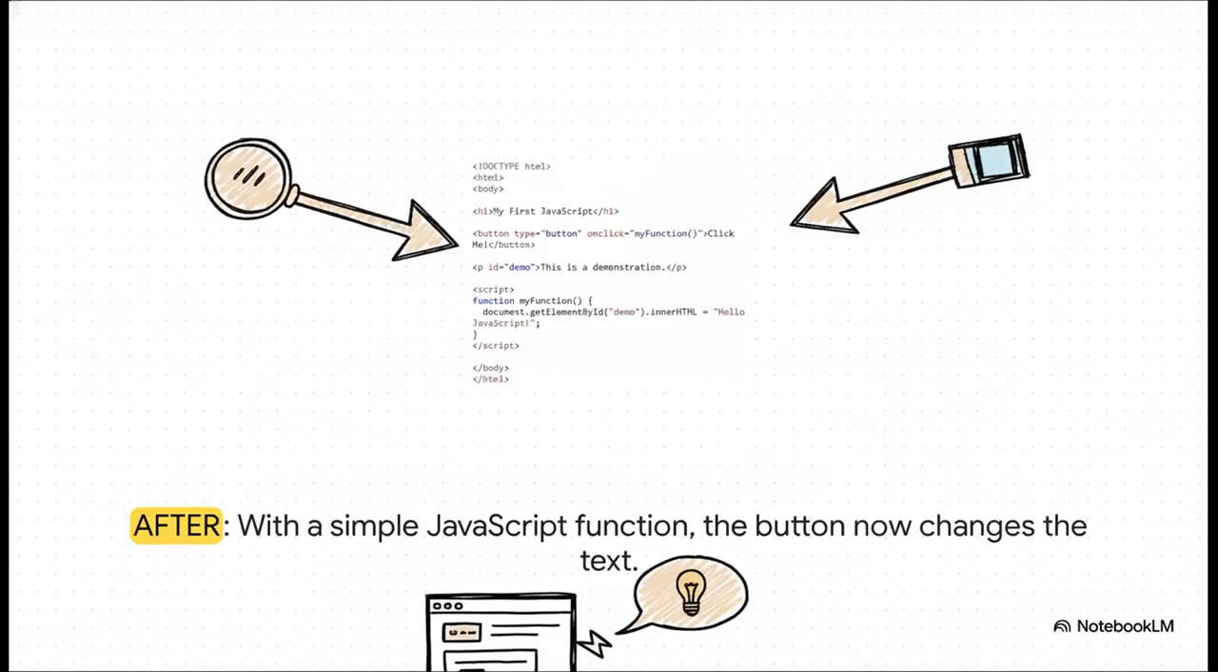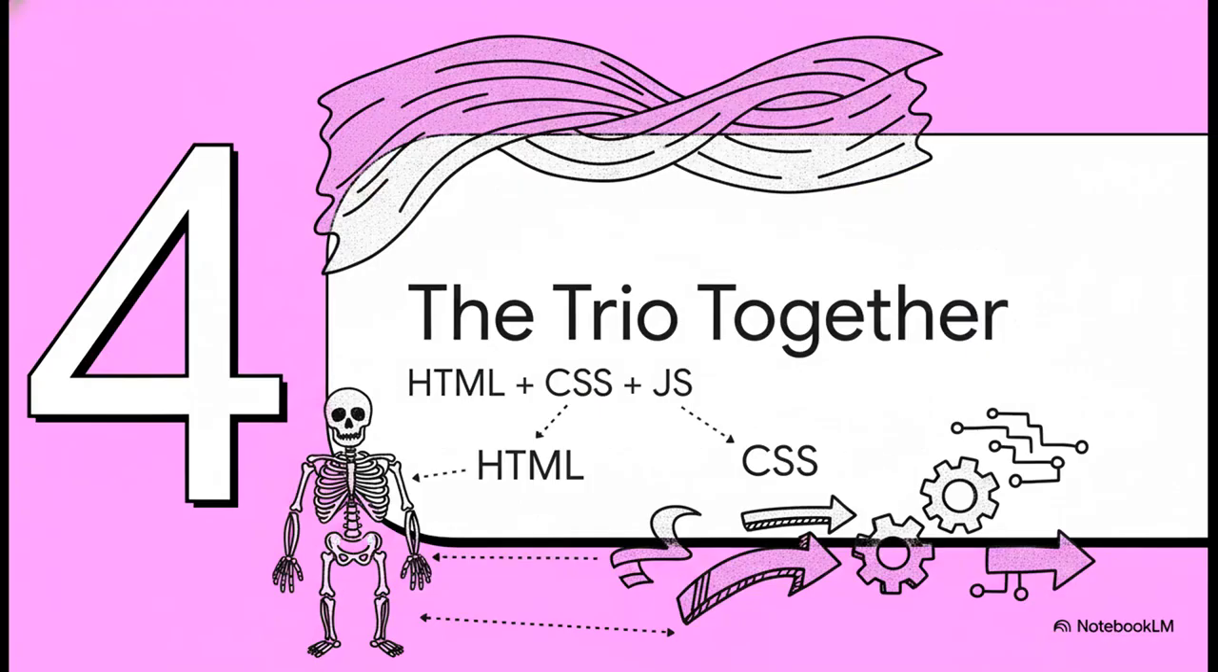But now, check this out. We add a tiny little snippet of JavaScript. All this code does is create a simple function that tells the browser, hey, when someone clicks that button, I want you to change the text in that paragraph. And just like that, with only a few lines of code, our static page springs to life. It's now interactive.